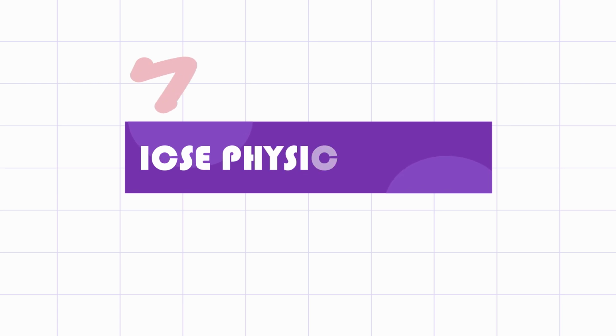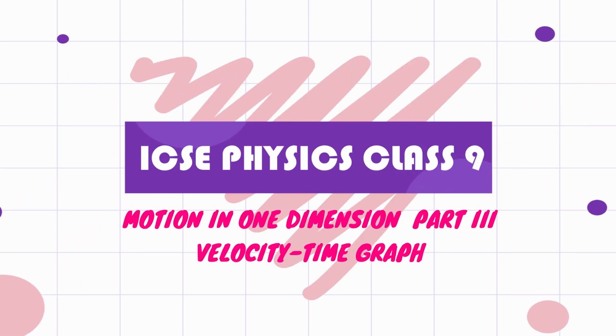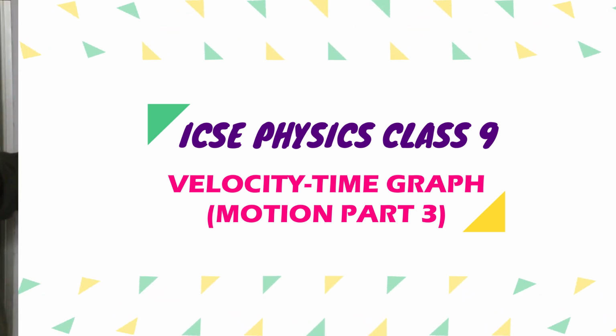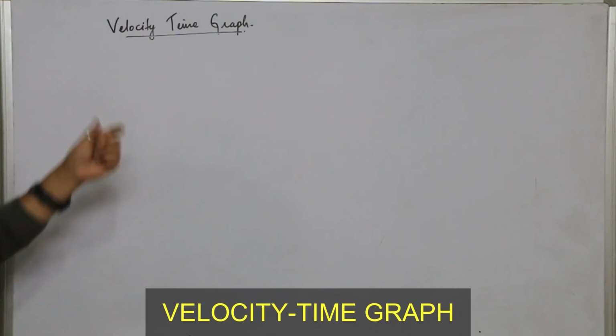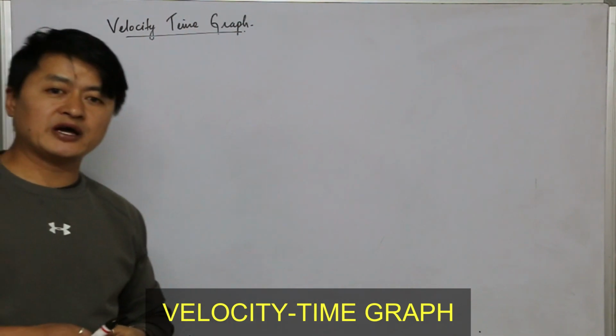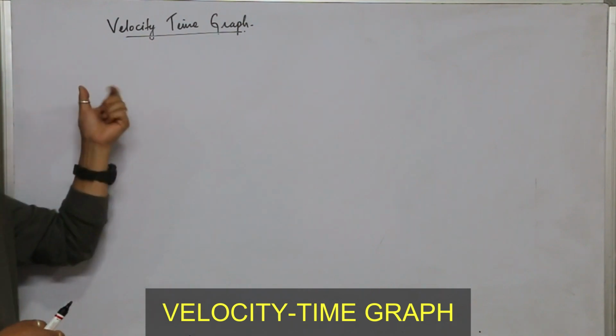Today we are doing class 9 physics. This is the second chapter, motion in one dimension, and we are doing the graphical representation. Today we will do velocity time graph. First, we know the definition of velocity. The displacement traveled by a moving body in a certain interval of time is called its velocity.